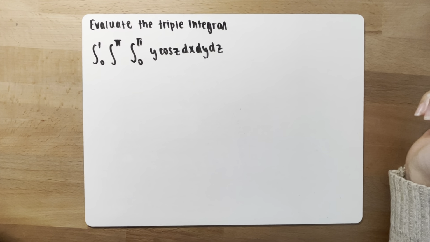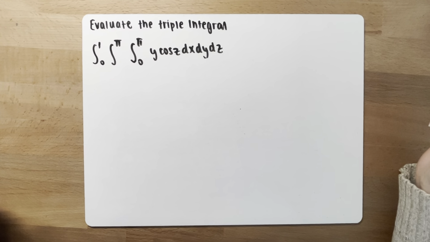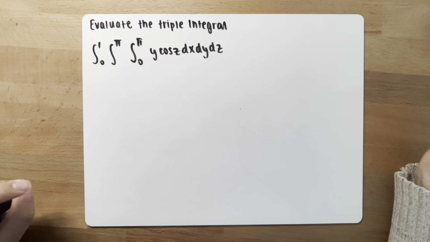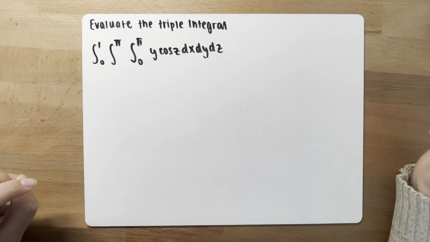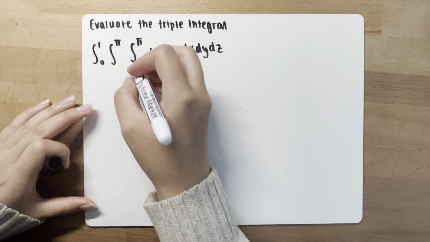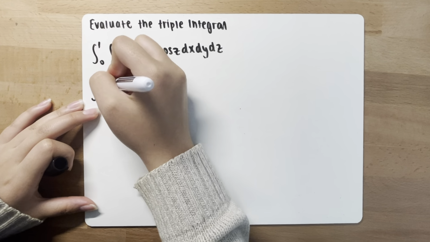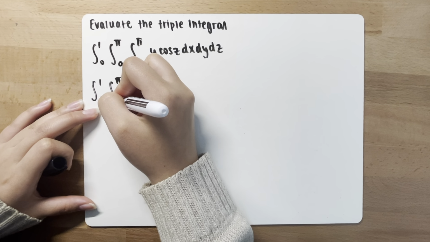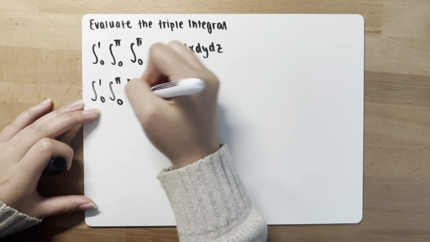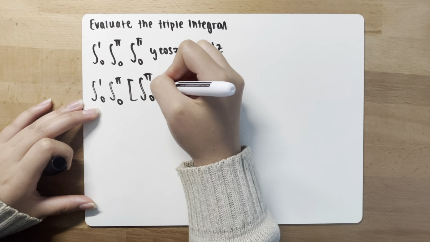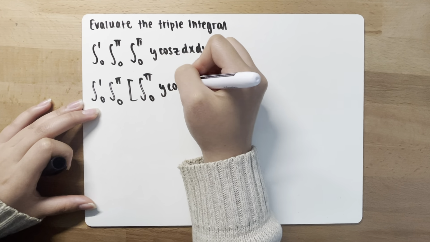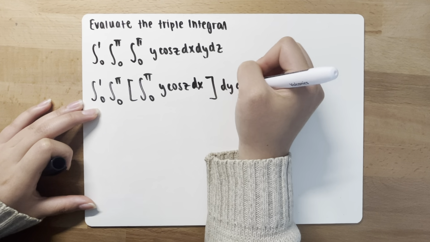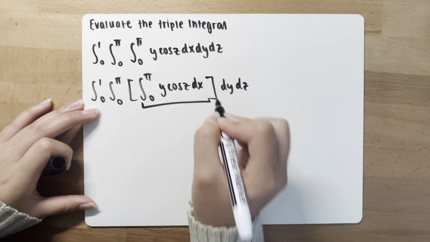Evaluate the triple integral. When you evaluate a triple integral, you're going to want to do the same thing as you would for a double integral, but you just add one more integral. So you want to separate it. This is going to be 0. Separate this, the inner integral, and then evaluate this.